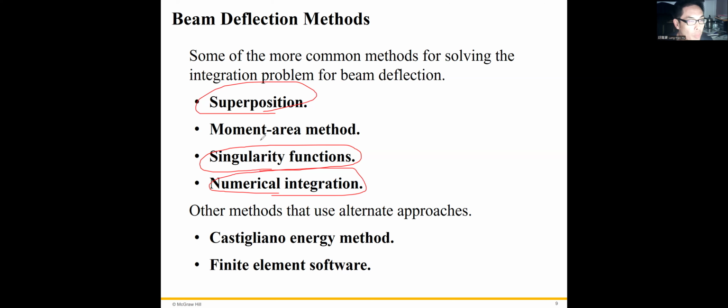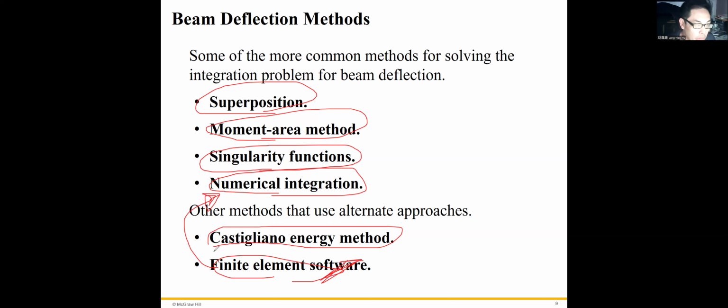Okay, and the moment area method, we just plot the shear and bending moment diagram. And here I'm going to introduce the method called Castigliano's energy theory. And the finite element method is related to numerical analysis, so I'm going to skip that one. I'm going to focus on the Castigliano energy method.